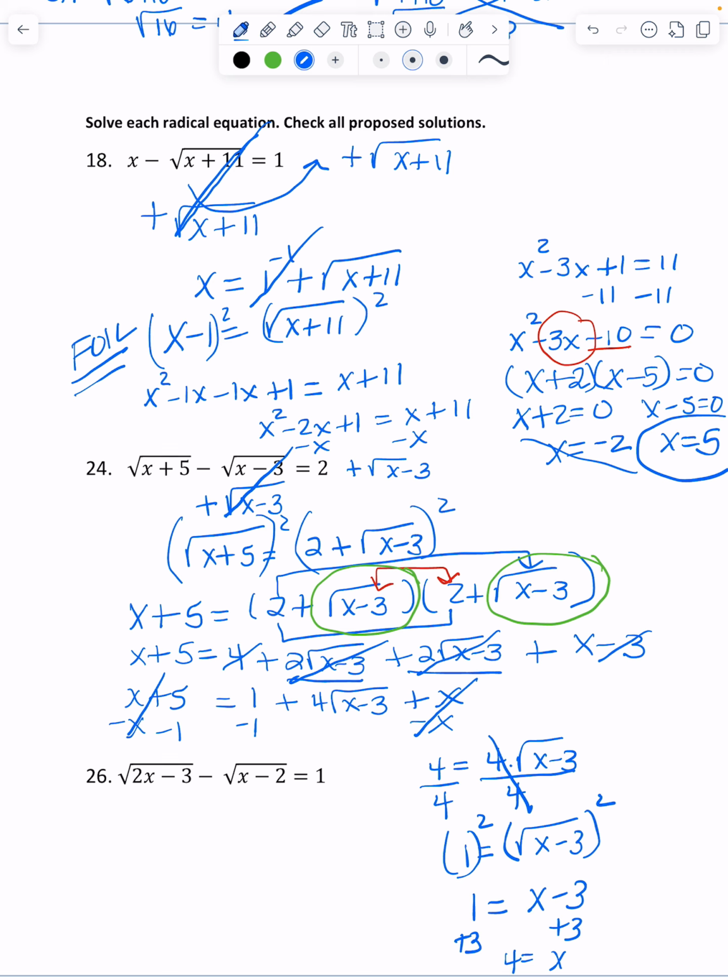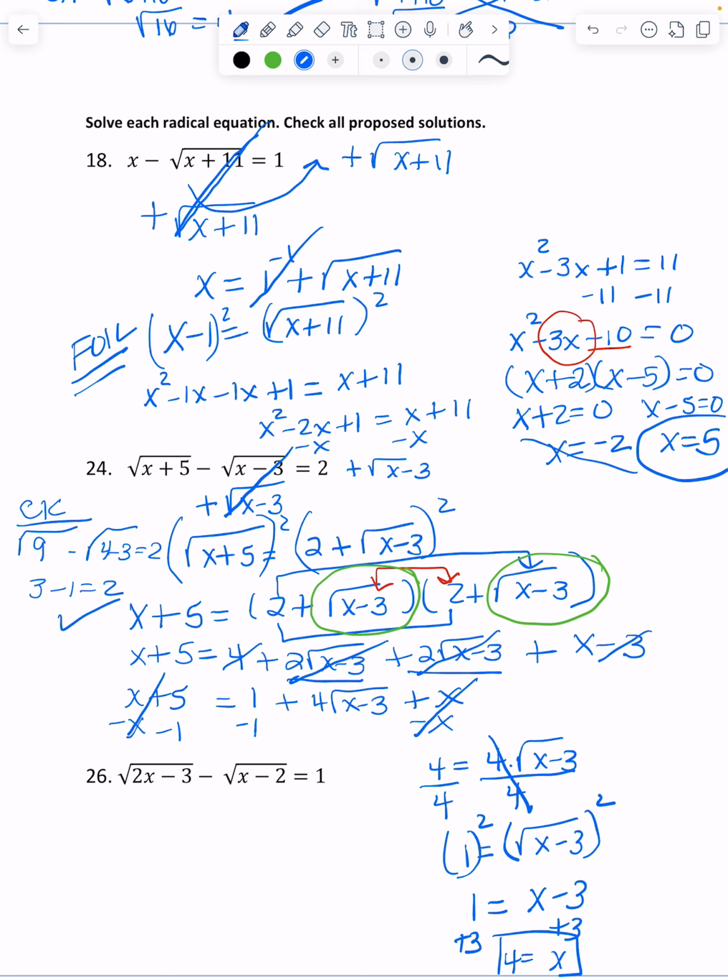If you plug 4 back in, and I'm going to check it over here because I ran out of room, I get the square root of 4 plus 5, which is the square root of 9, minus the square root of 4 minus 3, which is 2. So I get 3 minus 1 is 2, and that does check. So x equals 4 is going to be a good answer, and it's my only answer for this problem.